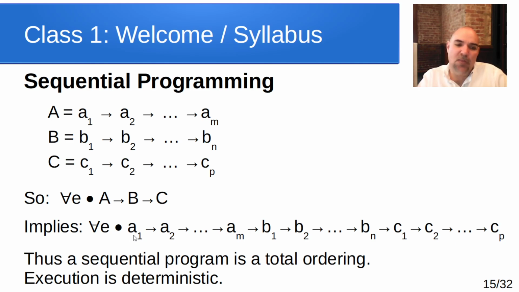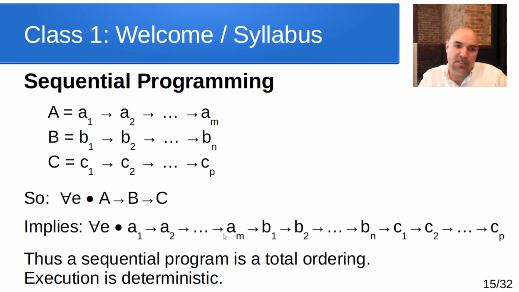In other words, A1 has to start and finish before A2 can run, which has to finish before A3, and so on, all the way up to the last part of A, which has to finish before B runs. B1 has to finish before B2, and so forth for all of the parts of B. And then the same thing for C. In other words, it's a total ordering. So a sequential program ends up being a total ordering, and therefore the execution is deterministic.